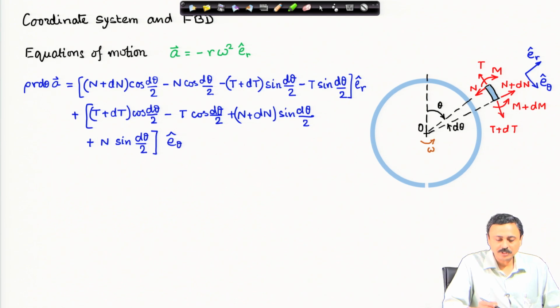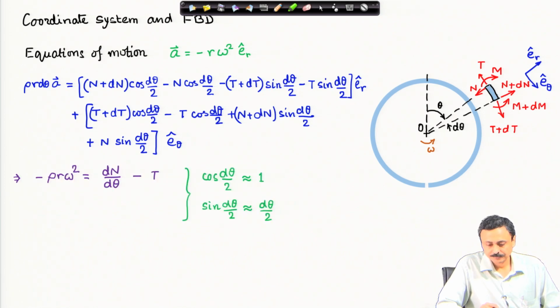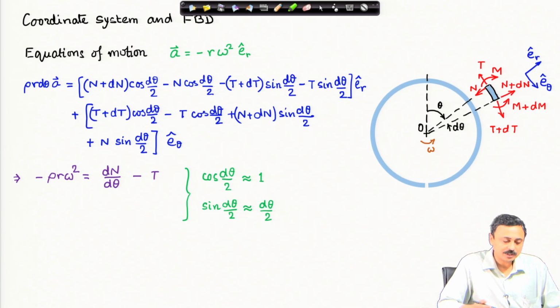Next, we write down the components of forces in the e theta cap direction. T plus dT will now have a cosine d theta by 2 component. T will have a cosine d theta by 2 component in the negative e theta direction. N plus dN and N both have a sine d theta by 2 component in the e theta direction. That completes the equation of motion for the translational dynamics.